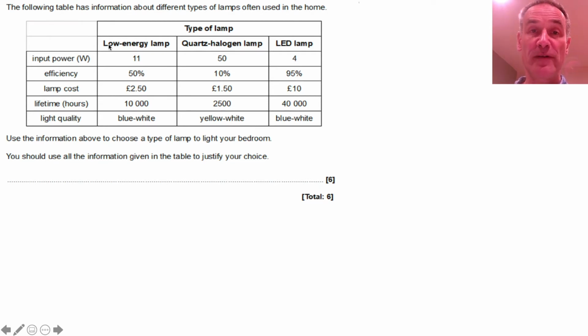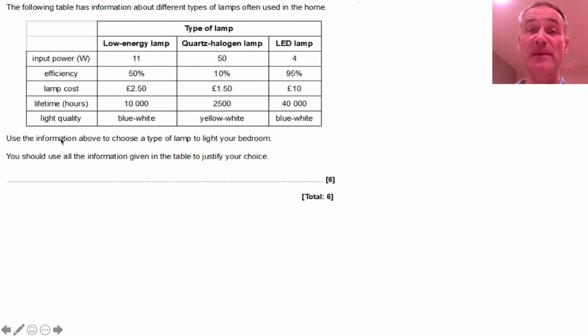So we've got a low energy, a quartz halogen, and an LED. And we've got the input power. That will be the energy that it uses, and also give an indication of how much it costs. This is the efficiency, how much of that electrical energy is converted into light rather than heat. We've got the lamp cost, so that's the cost of each lamp. We've got the lifetime hours, which is how long each bulb will last before it needs replacing. And then finally, the light quality, either blue-white or yellow-white, which is a more mellow colour.